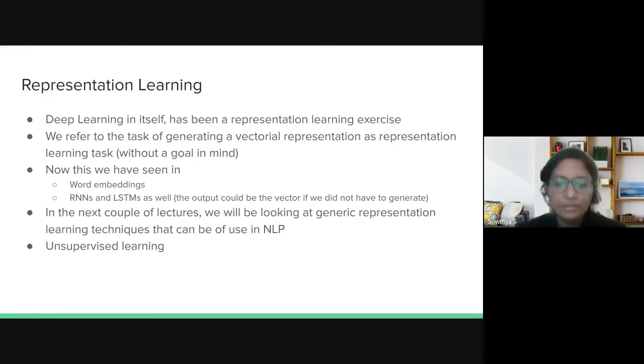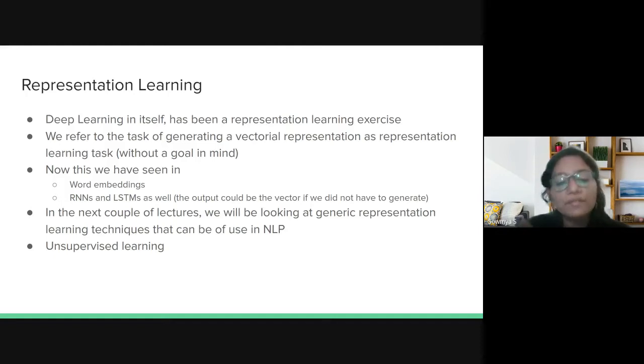So in this set of courses, by representation learning, we mean the simple task of converting your input into a vectorial representation that is somehow smart to model the task at hand. Now, this is not anything new. We have seen it in word embeddings. In RNNs and LSTMs also, there is a notion of representation. So in the next couple of lectures, we're looking at generic representations. And this particular lecture has some in unsupervised learning, and that is going to be the focus.